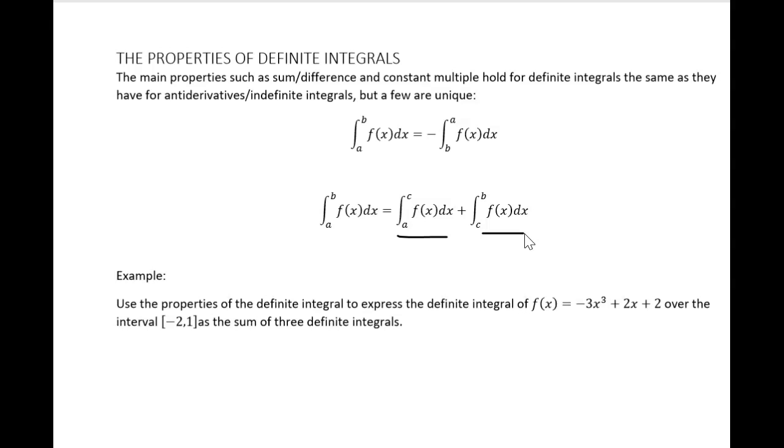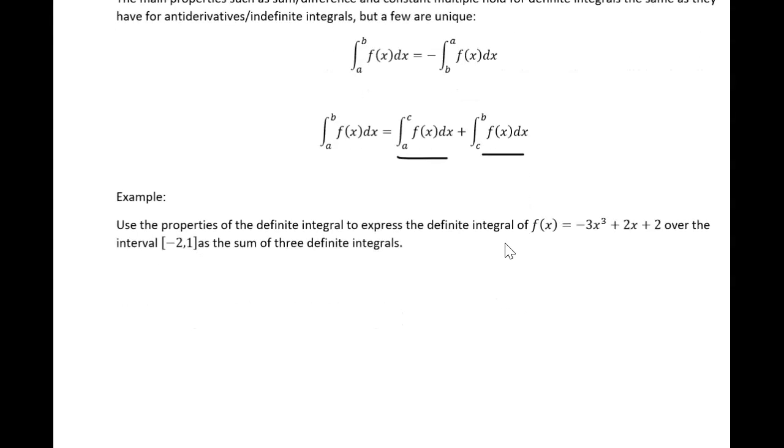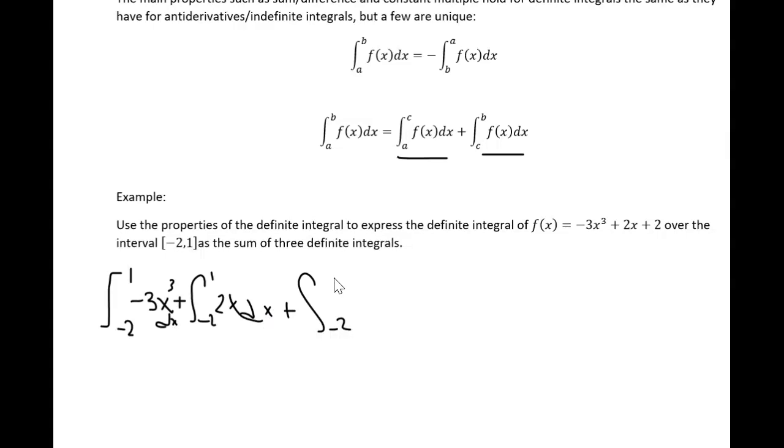So let's split this next example using the definite integral as the sum of three definite integrals. We're going to do -2 to 1 of the first term of 3x cubed, plus -2 to 1 of 2x. Oh, each of these has its own dx. Hang on, that's extremely important with our notation. And then we've got -2 to 1 of 2 dx.